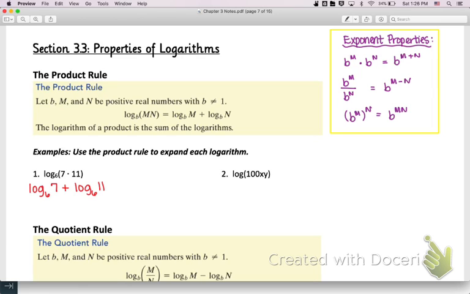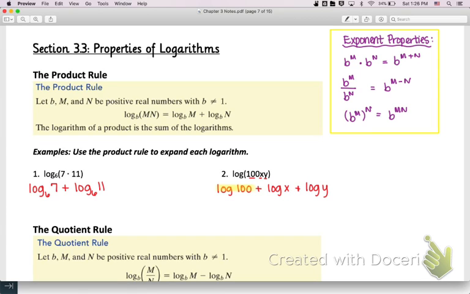Now for number 2, we have 3 things that are being multiplied inside here, 100 times x times y. Make sure you notice that's 3 separate factors. So we can write this as log of 100 plus log of x plus log of y. Now here's where you got to be careful. If I put this answer in my math lab, you'd get one of those notifications that would say, your answer is correct, but it is not in the correct form. That's because we always want to check and make sure that there's nothing else we can simplify.